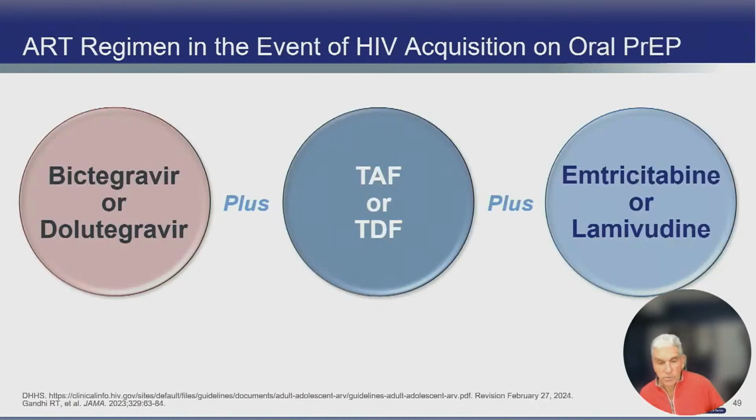Now, let's say you convert. This slide is intended to help you understand what you do if you're on oral PrEP when you become HIV positive. The point is, you would go on an integrase inhibitor because you've not been on that before. Oral PrEP is only NRTIs. So you'd go on bictegravir or dolutegravir plus either TAF or TDF, depending on what's available, plus emtricitabine or lamivudine. I think most of you would be doing dolutegravir, TDF, and 3TC because that's what's available, and that would be totally acceptable for those people who break through on oral PrEP.